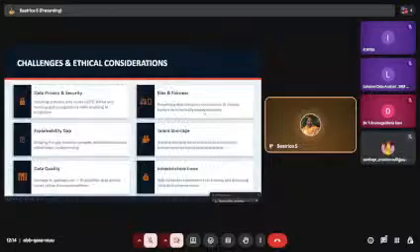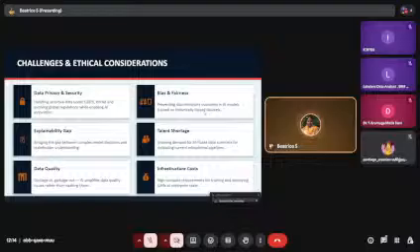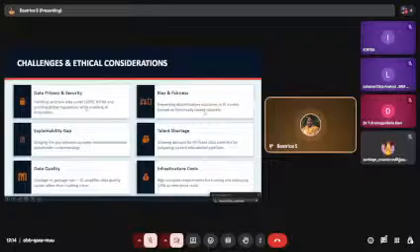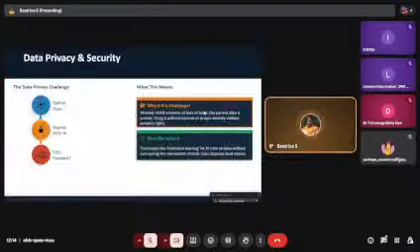So next, what are the challenges and ethical considerations while working with AI and data science? These are the different challenges: data privacy and security, explainability gap, data quality, bias and fairness, talent shortage, and infrastructure costs. How does it apply?